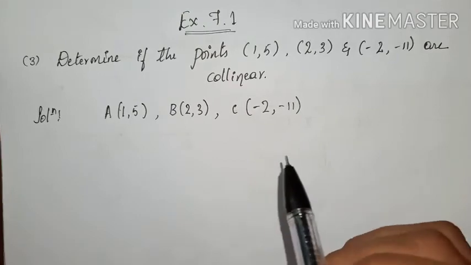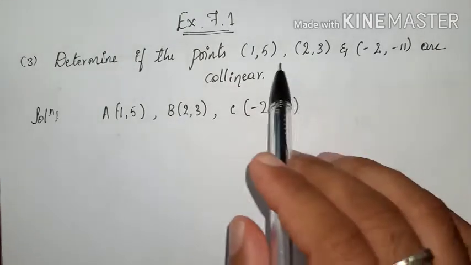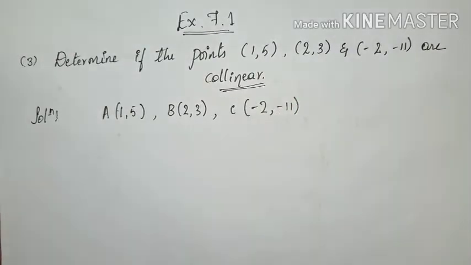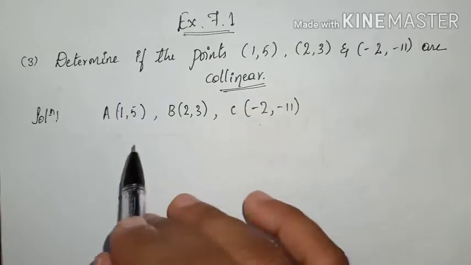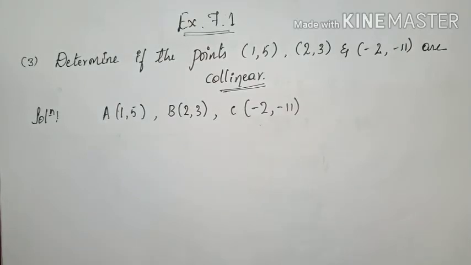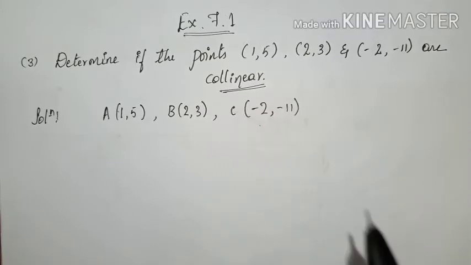Now what do I have to do? First of all, check the question. What do we have to prove here? We have to prove these 3 points are collinear. Collinear. First, you must know what collinear actually means. So collinear means these 3 points should lie on a single straight line. That's what we call collinear.